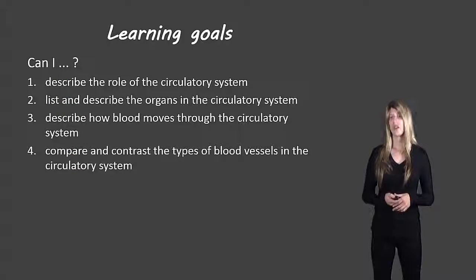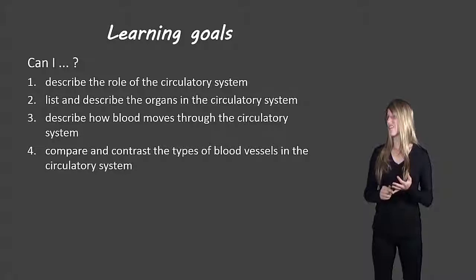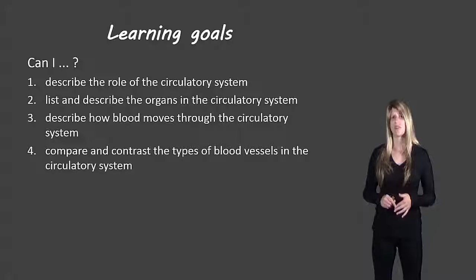So let's take another look at our learning goals. Can you describe the role of the circulatory system? And these should say cardiovascular system. Can you list and describe the organs of the cardiovascular system? Can you describe how blood moves through the cardiovascular system? And can you compare and contrast the types of blood vessels in the cardiovascular system?